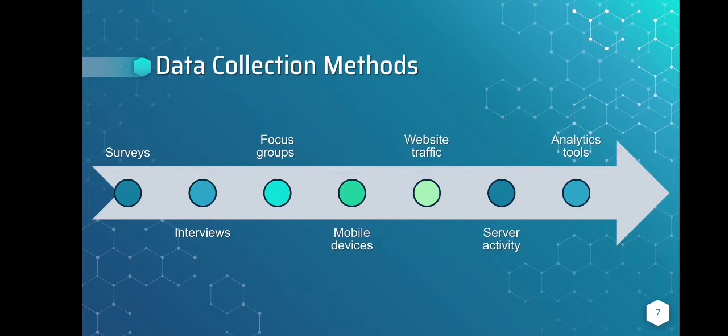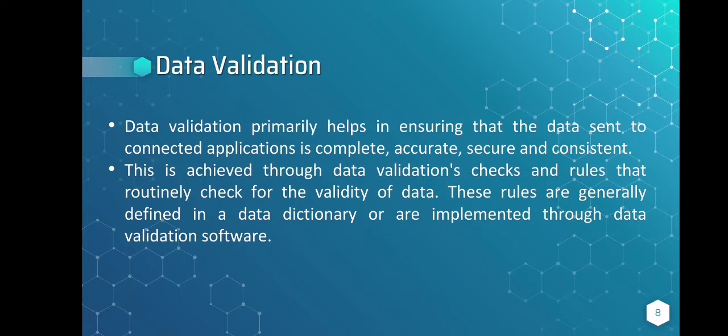After ensuring the data is accurate, next is data validation. Data validation primarily helps in ensuring that the data sent to connected applications is complete, accurate, secure, and consistent. This is achieved through data validation checks and rules that routinely check for the validity of data. These rules are generally defined in a data dictionary and are implemented through data validation software.